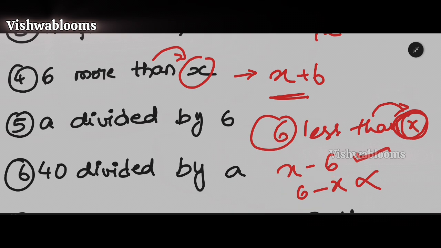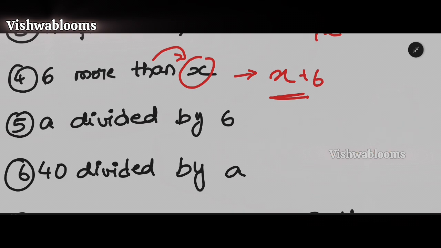I hope it is clear. Be very careful in this, minute small mistakes. Here, whatever comes after "more than", first you should write that. That is x. Then after that, previously what is there, that one you should add or subtract, whatever is given in the question.